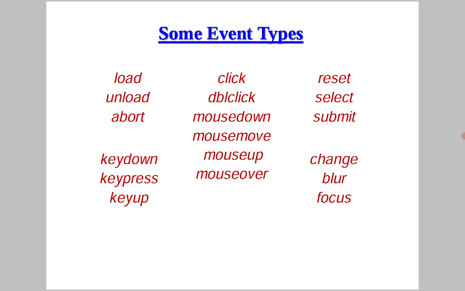Next, reset, select and submit, change, blur, focus, all these are called form events. Why? Because on HTML forms we may use these buttons like reset, select, submit, change, blur and focus. So all these are called events and event handlers, and these events are generally used with HTML programming and JavaScript.